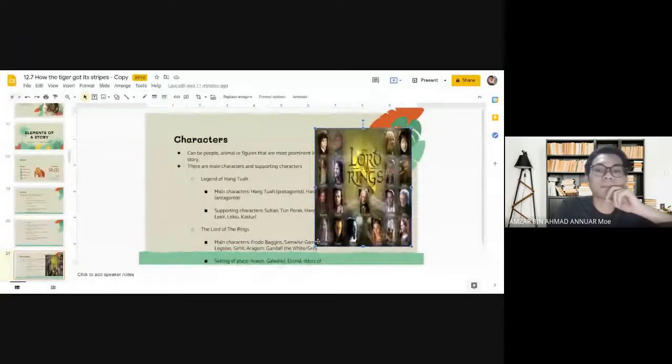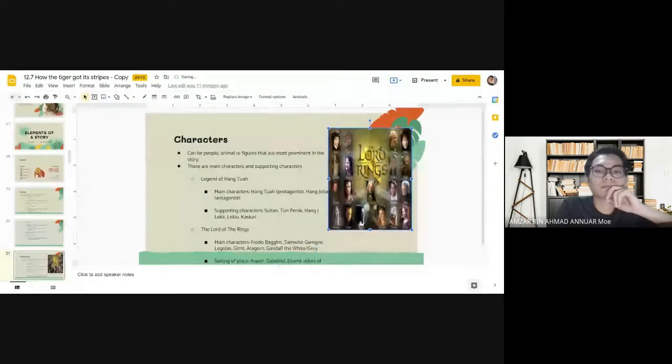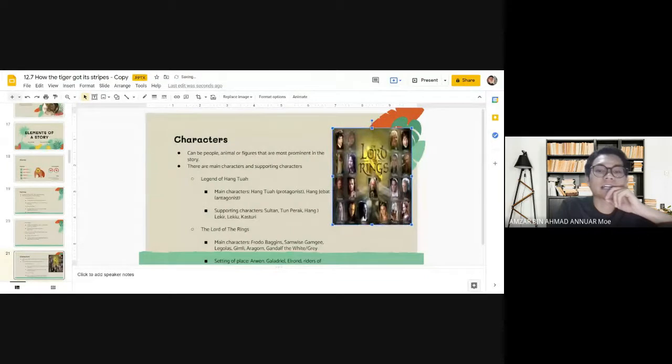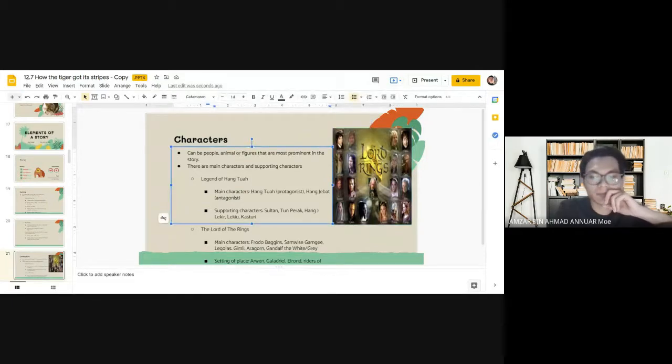Next, the supporting characters in The Legend of Hang Tuah are the Sultan, Tun Perak, the Hangs Lekir, Lekiu and Kasturi. Okay. Now let's look at the next one, The Lord of the Rings.